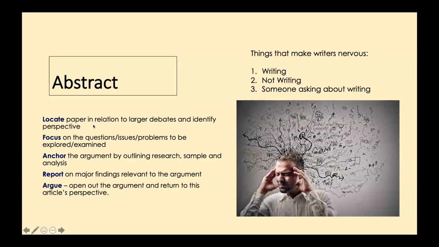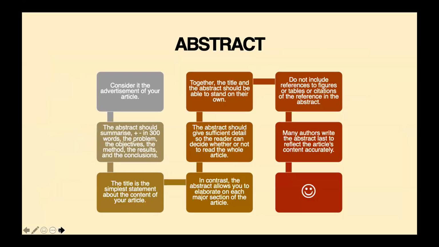Locate the paper in relation to larger debates and identify perspective. Focus on the question, issue, problems to be explored. Anchor the argument by outlining the research sample and analysis. Report the major findings relevant to the argument. Open out the argument and return to its article perspective. So those are things in the abstract.